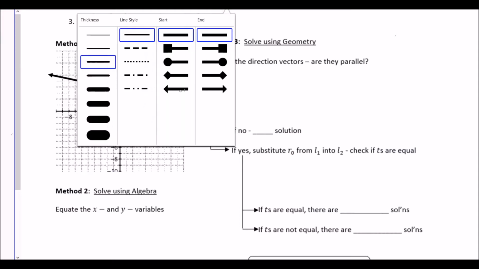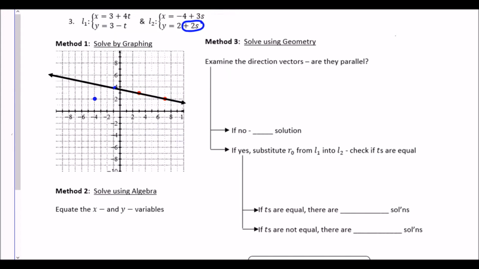So here we go. Draw my line through this. Let's try this again. And there we go. You can see this is not perfect, but it will do. There we go. You can see that my point of intersection here is right there.